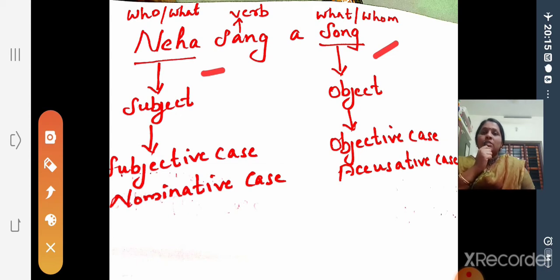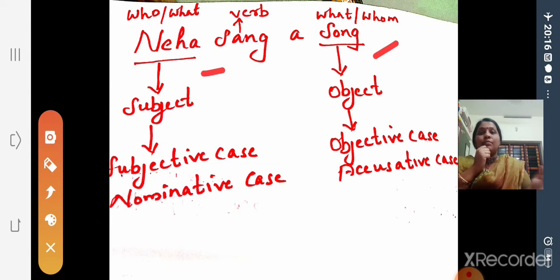Neha sang a song. So here Neha is the subject. Who sang a song? Answer: Neha. So Neha is the subject of the sentence and it is in the subject position, and that is why it is called subjective case or nominative case. Then what did Neha sing? Neha sang a song. So song is in the object position. So song is the object of that sentence. It is placed after the verb.